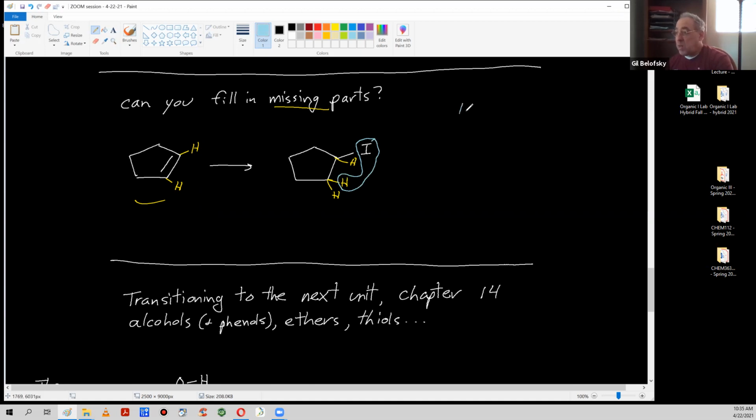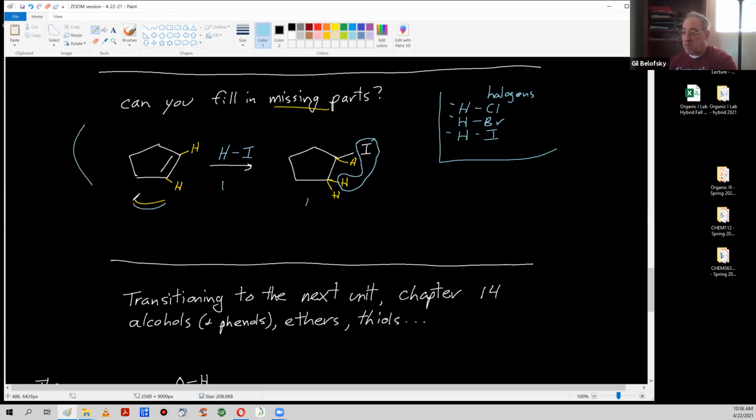So we know that we can add HCl, we know we can add HBr, we know we can add HI. Those are all in that one column of the periodic table, halogens. So when we first covered these reactions of alkenes, we mentioned this, I believe. So this is that reaction. Hydrogen adds to one, iodine adds to the other. So the missing part is just HI, as opposed to HCl, HBr, HI. So another good test, can you fill in, what if you had this and you were being asked this? You should be able to swap in components of these.